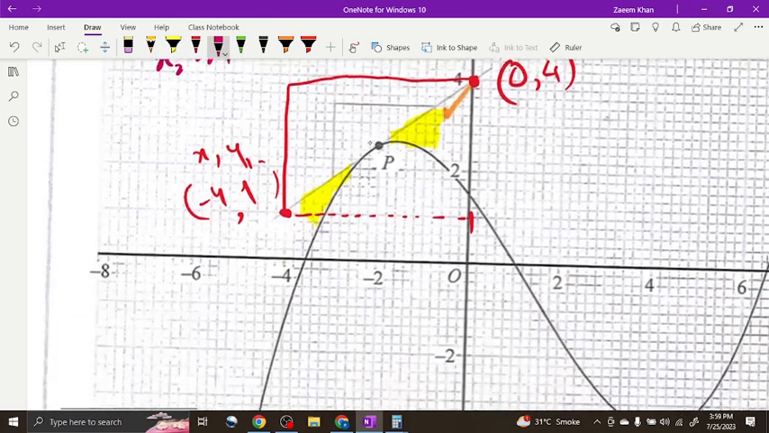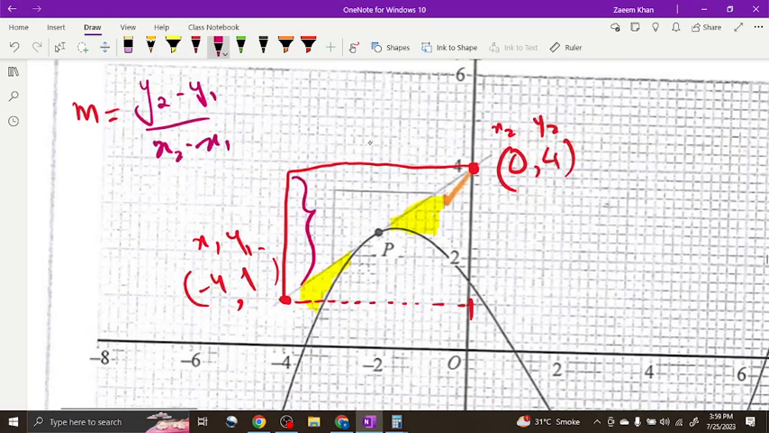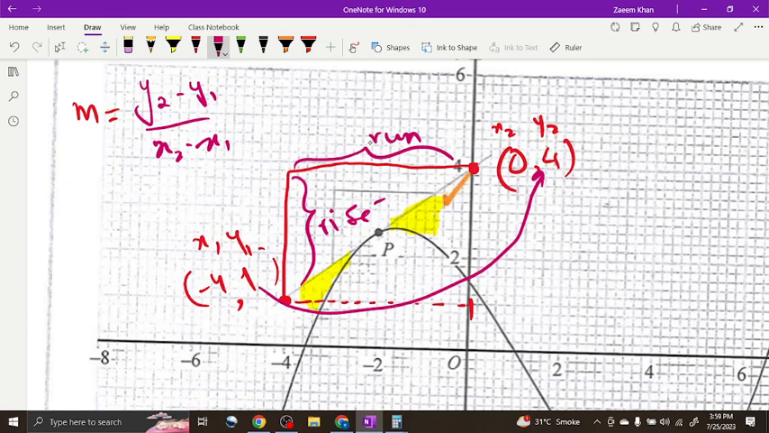Or in other words, you can simply tell how much is the rise divided by how much is the run. Run is the horizontal distance you're traveling. Rise is the vertical distance you're traveling. So you are going all the way from 1 to 4. That's a rise of 3. And you're going from negative 4 to 0. That's a run of 4.